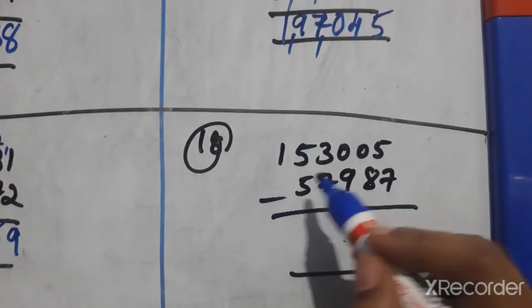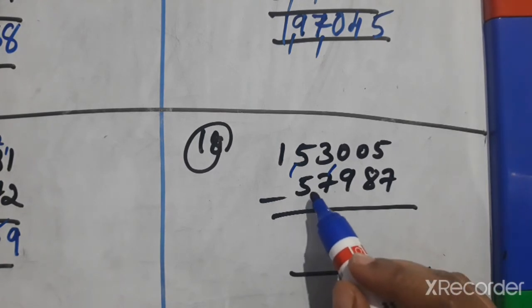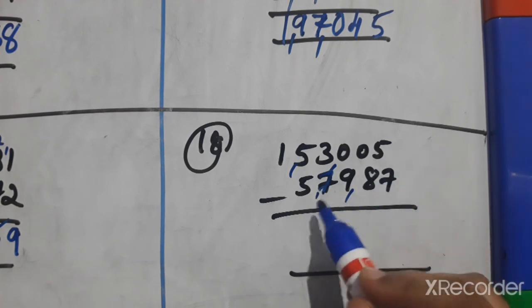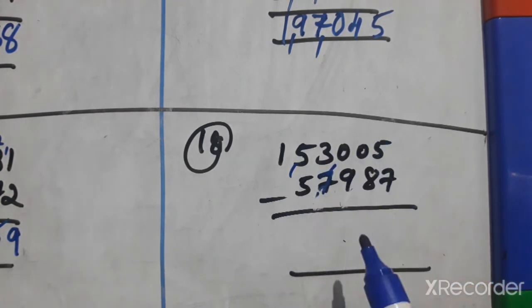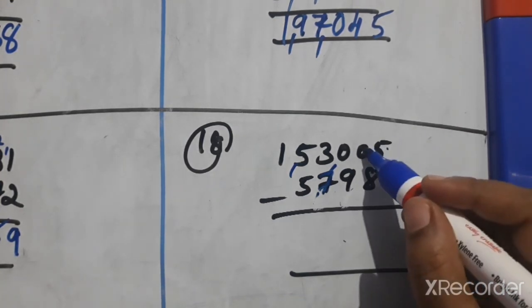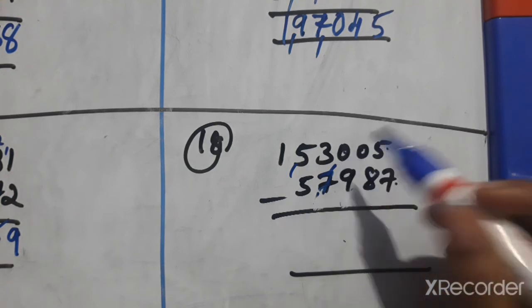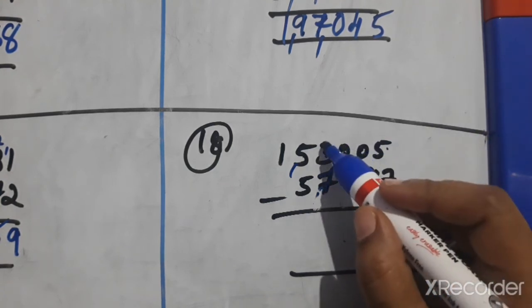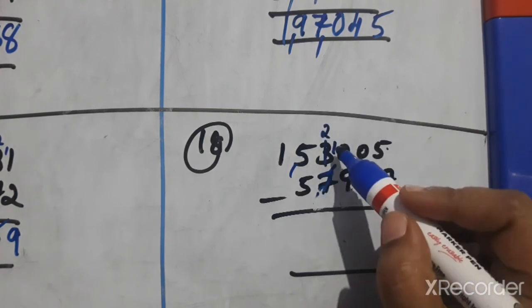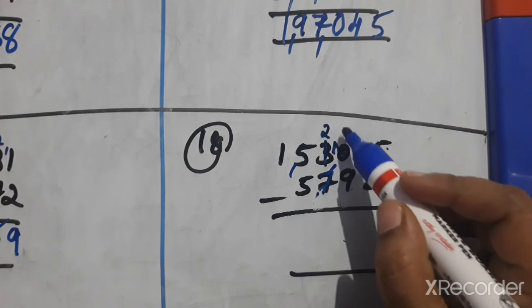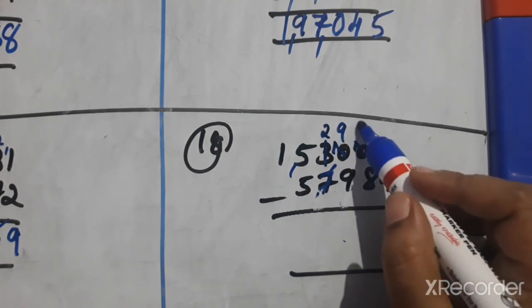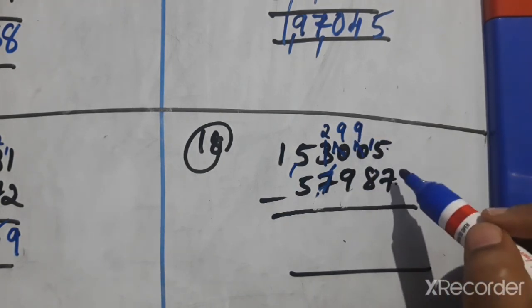18th question, children. 1,53,005 minus 57,987. Now 5 minus 7 we can't subtract, borrow 1 from here, here 0 rupees, he can't help, here also 0 rupees, so 3 will help. So 3 will give 1 to here, so 3 is now 2, and 10 will give 1 to here, and 10 will become now 9, and this 10 will give 1 to here, and this 10 will become 9. Now here last digit is 15.